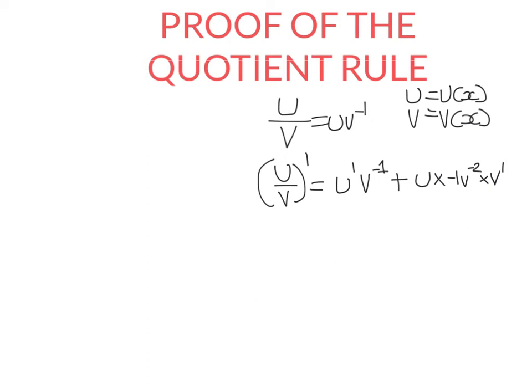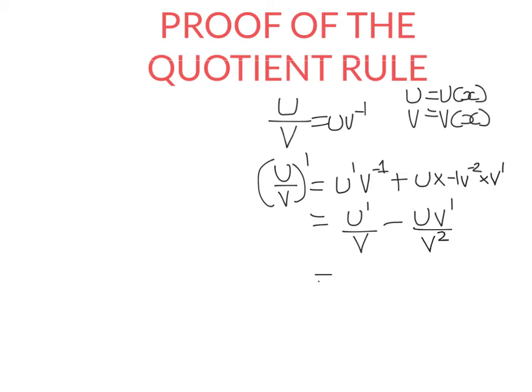So let's just clean this up a bit. So the first one becomes u dash over v. The v to the minus 1 moves it to the bottom. Then we have a minus, and it's u times v dash. And this v to the minus 2 means it goes to the bottom and becomes v squared.